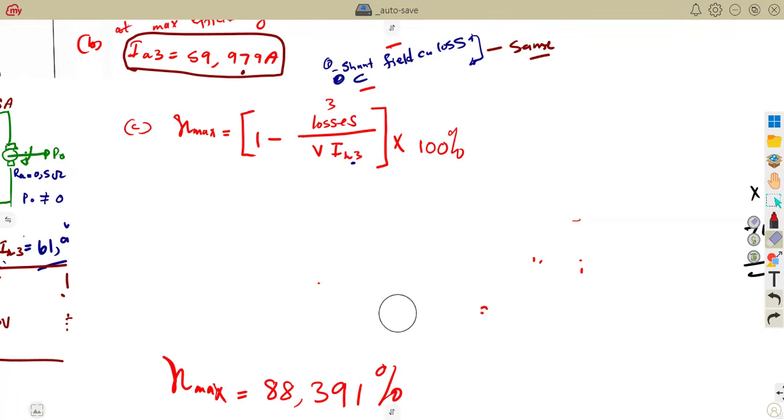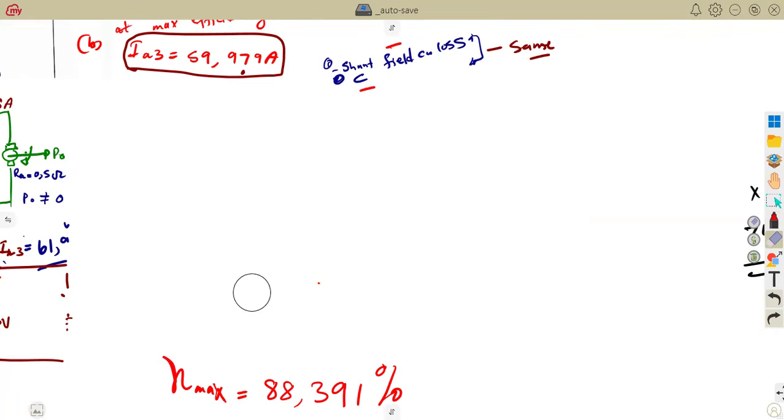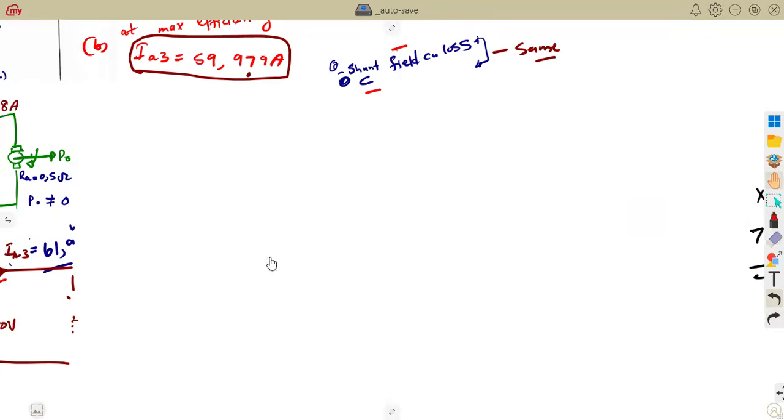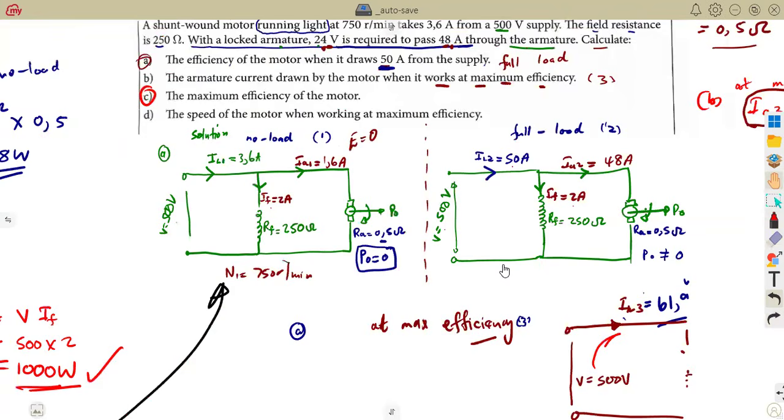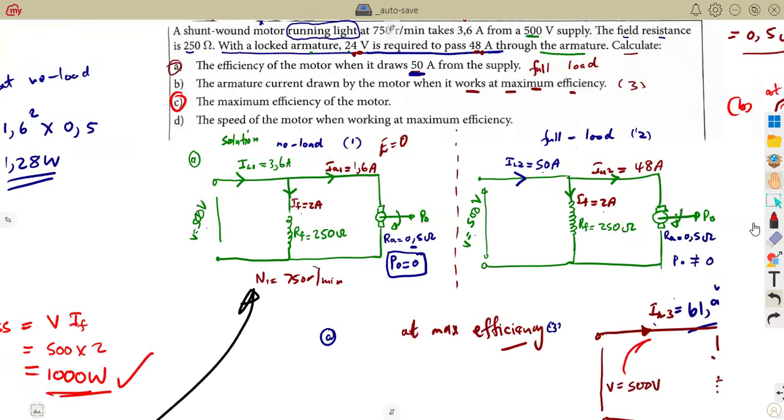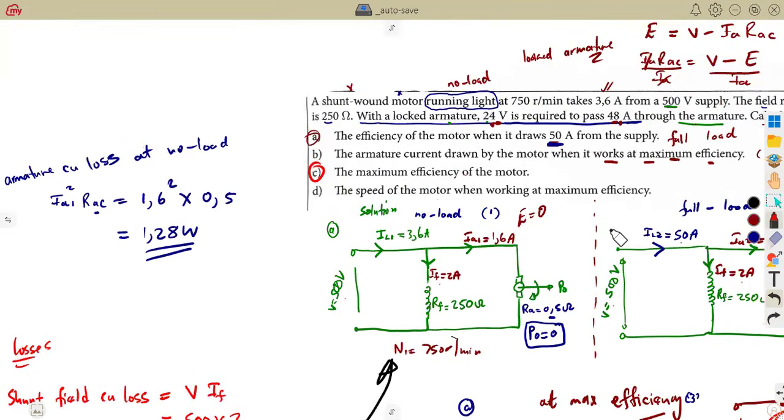It is very important to add as many questions as we can. Then on another part, let's see. I've erased some of the information which is important that we need here. But anyways, let's see, guys. D, that is the speed of the motor when working at maximum efficiency, the speed.